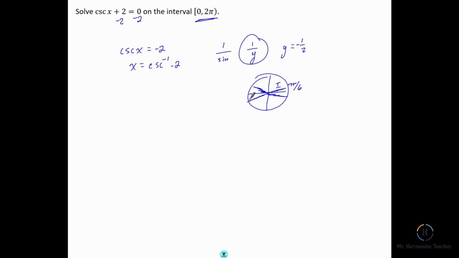So this angle, this is 6 pi over 6. So x is going to be equal to 7 pi over 6. Or it could be equal to, well, this is 12 pi over 6, so this is going to be 11 pi over 6. And those are the two solutions that we could possibly have for x.